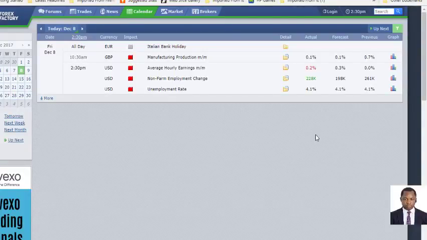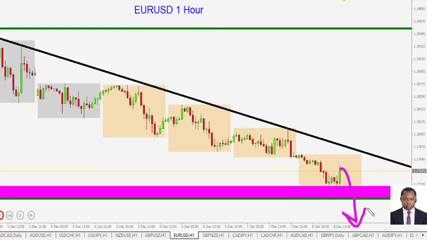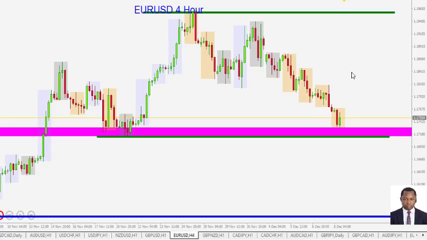Right, seems to be good numbers for the American dollar, but we are not seeing the move in that direction. Forecast was 198k jobs, but we got 228k. We are not seeing that yet. Good for the American dollar, but not seeing that push to the downside. This is the last NFP news announcement for the year.